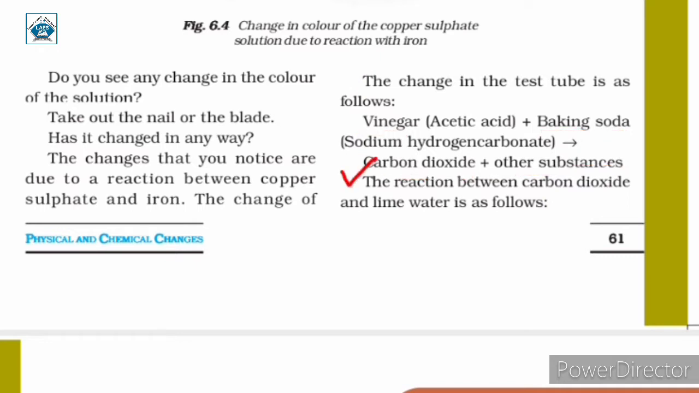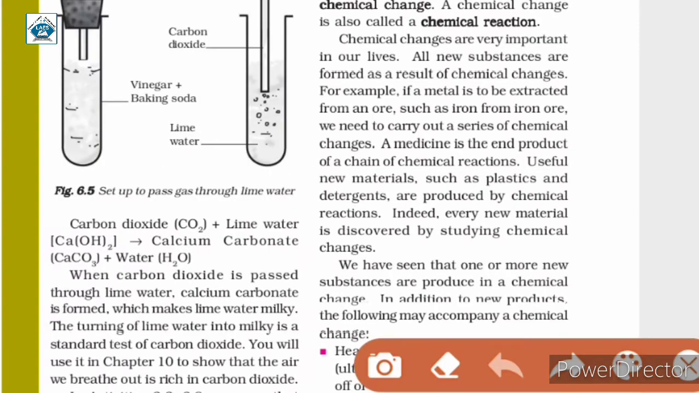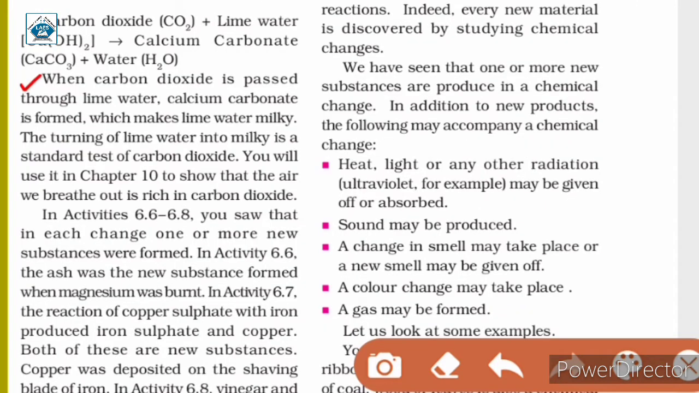The reaction between carbon dioxide and lime water is as follows. Here carbon dioxide, that is CO2, plus lime water, that is Ca(OH)2, becomes calcium carbonate, CaCO3, plus water, that is H2O. So this is the chemical equation. When carbon dioxide is passed through lime water, calcium carbonate is formed, which makes lime water milky. The turning of lime water milky is a standard test of carbon dioxide.